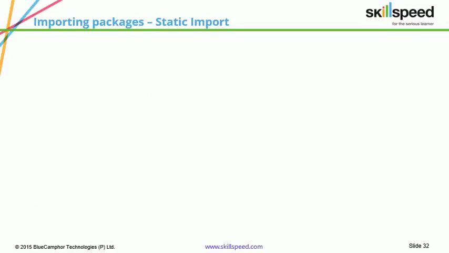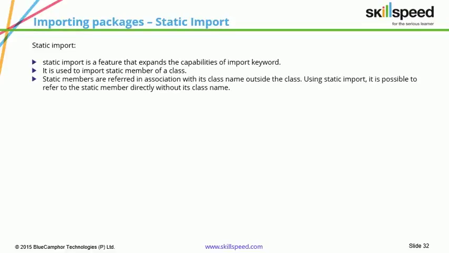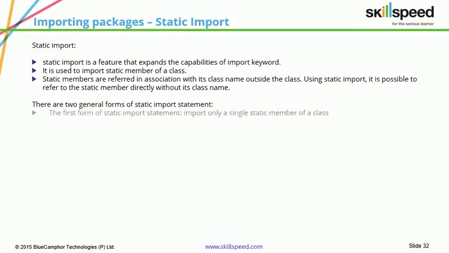Now let us look at the next concept, importing the packages and using the static import option. What is the static import? Static import is a feature that expands the capabilities of the import keyword. It is usually used to import static members of a class. Static members are referred to in association with their class name outside the class. Using the static import, it is possible to refer to the static member directly without using its class name.